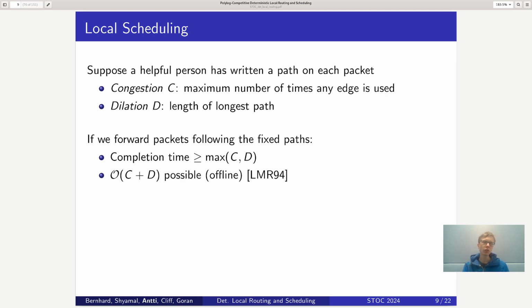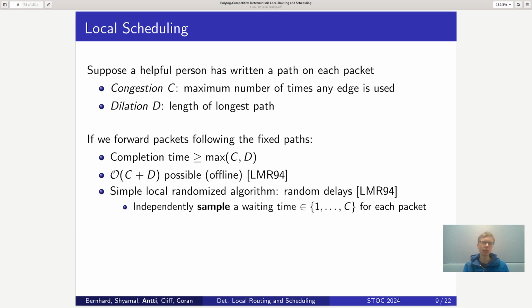However, it also turns out that it's possible to have completion time which is asymptotic in C plus D if you solve the problem offline, as in you have all the paths and you see the entire instance and can solve it centrally. And this is a classic result from Leighton, Maggs and Rao. If you want to do it locally, there is also a very simple randomized algorithm using random delays, again from Leighton, Maggs, Rao. So how does this algorithm work?